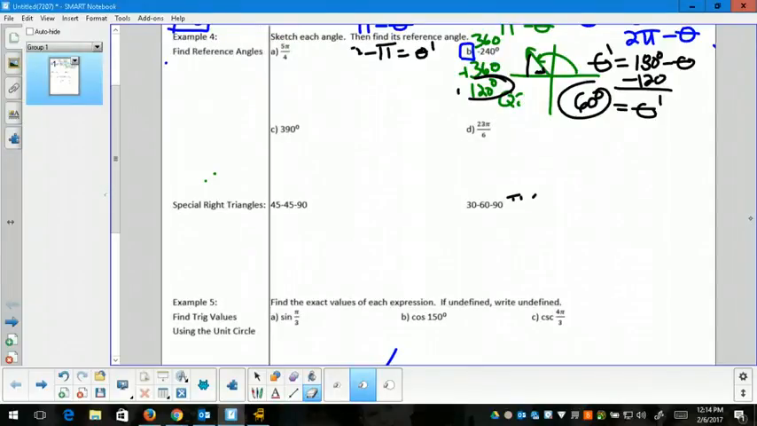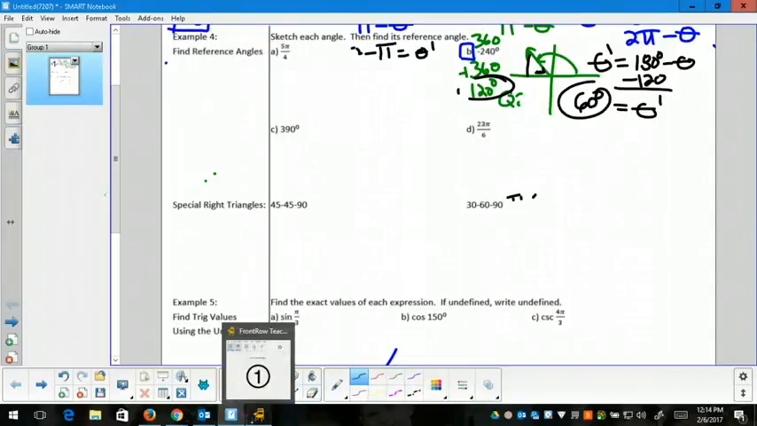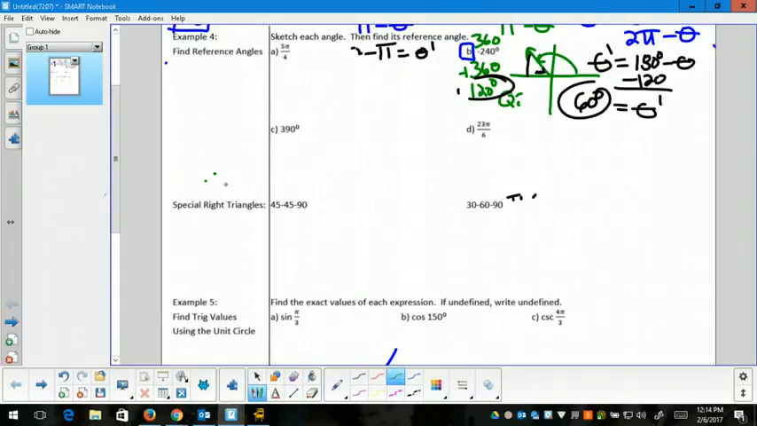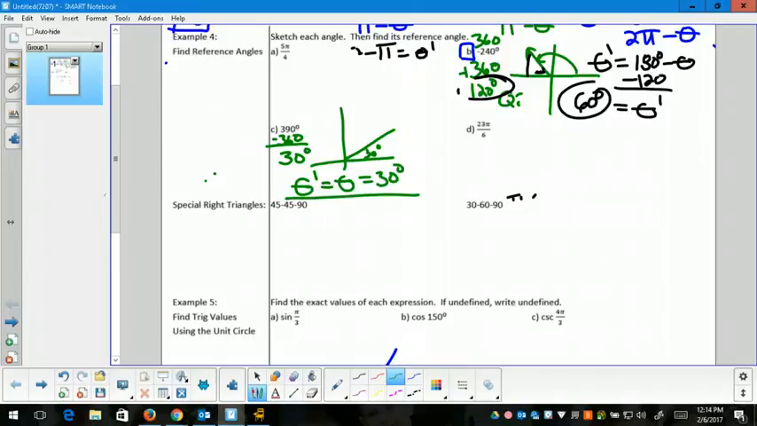All right, letter C, 390 degrees, is more than 360. Again, we want a positive angle between 0 and 360 degrees, or between 0 and 2 pi. So when I subtract 360 to get a coterminal angle, I get that it's 30 degrees, which I know is in quadrant 1. So there's theta. And in quadrant 1, theta prime is theta. They're the same angle. I don't need to add or subtract anything to get it.